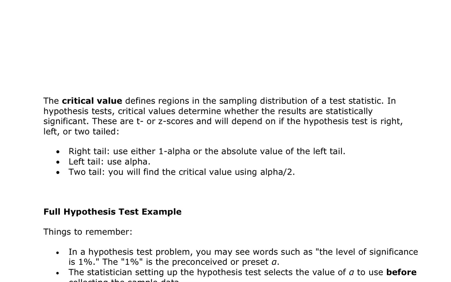So critical values. Critical values define the region in the sampling distribution of a test statistic. In the hypothesis test, critical values determine whether results are statistically significant. These are the t-scores or the z-scores, and they will depend on whether the hypothesis test is right tail, left tail, or two tail. If it's a right tail, you use 1 minus alpha or the absolute value of the left tail. If it's a left tail, you use alpha. If it's two tail, you take your alpha and divide it by 2, which is what we have been doing up until this point. You would ask me in class, hey, is this always going to be divided by 2? Well, no, it's not. It's only at this point because it is a two tail.